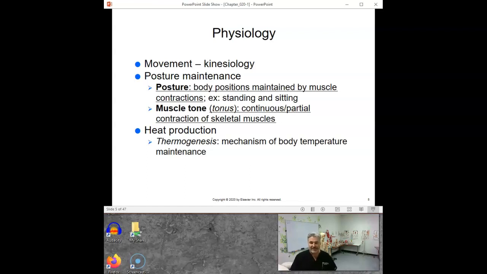But in order to learn kinesiology, you have to learn all the bones and all the muscles and what all the muscles do to the bones and how they pull on those levers so you can start to understand how complicated actions occur.